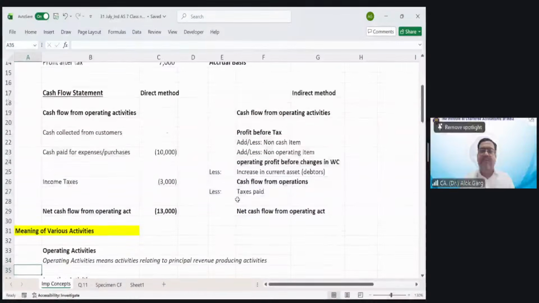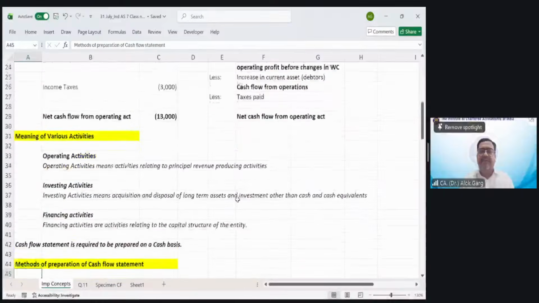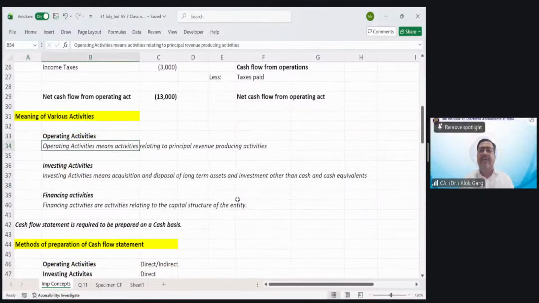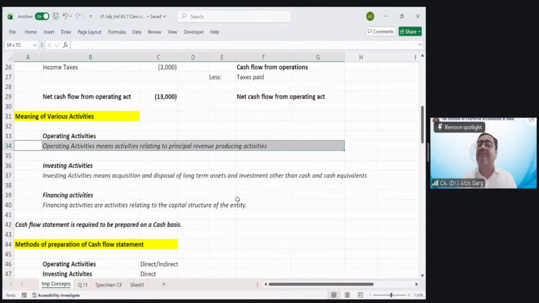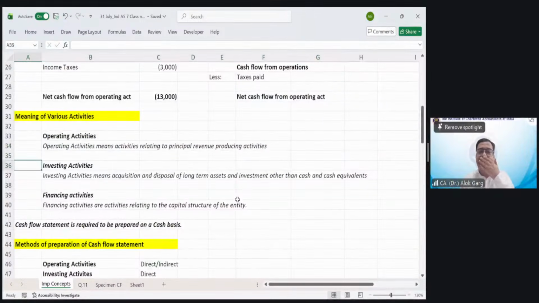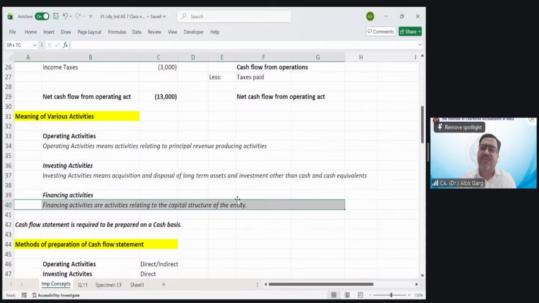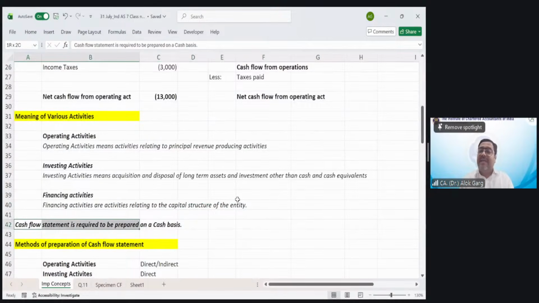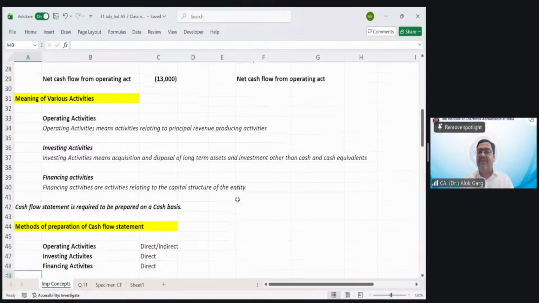So various activities, operating activity, investing activity, financing activity, we discussed. Operating activity means activity relating to the principal revenue producing activity, main operations. Investing activity means acquisition and disposal of long-term assets and investments other than cash and cash equivalent. Financing activities are activities relating to the capital structure of the entity. Friends, cash flow statement is required to be prepared on a cash basis, right? I have written all these things which I have explained to you. Method of preparation of cash flow statement, my dear friends.